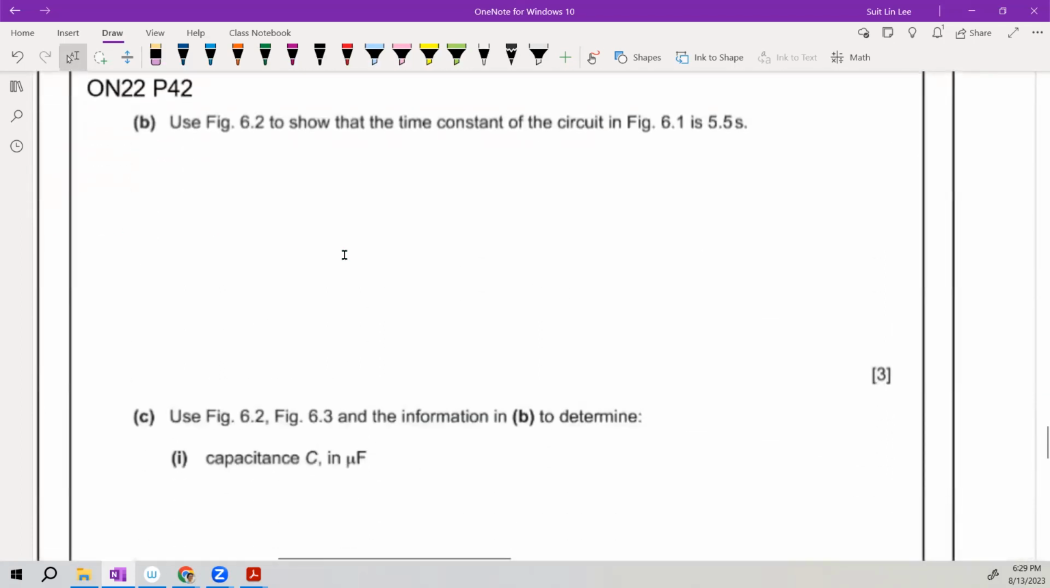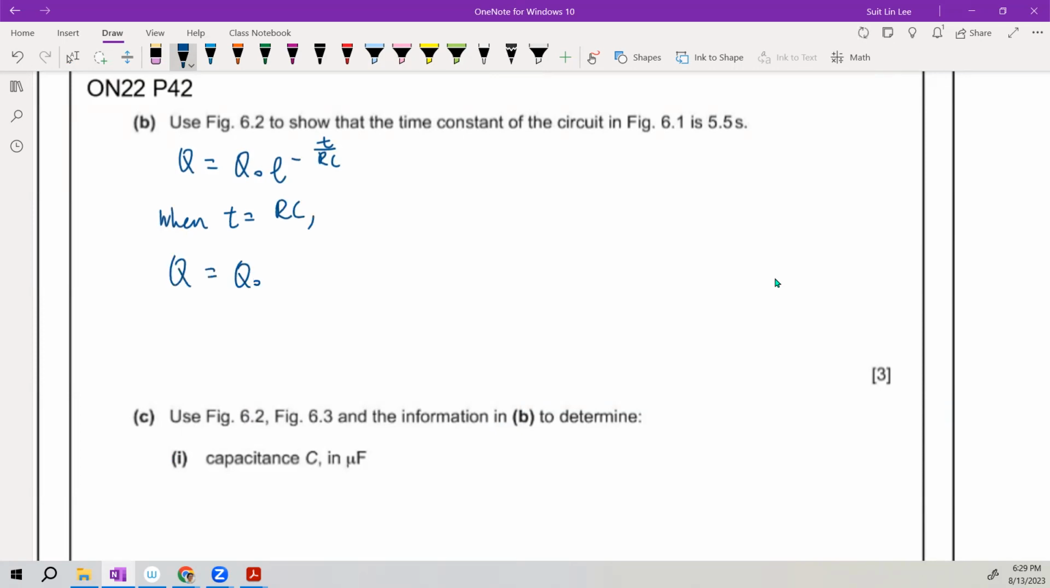So for this one, show that the time constant in the circuit is 5.5 seconds. You don't have the value of RC, but what you can do is you can write the equation. Let's say I start with Q. Q is Q naught e to the negative t over RC. So when the time is equal to RC, Q is equal to Q naught e to the negative, the time I substitute with RC. So we did this before in our notes, but this is e to the negative 1, or 0.37 Q naught.